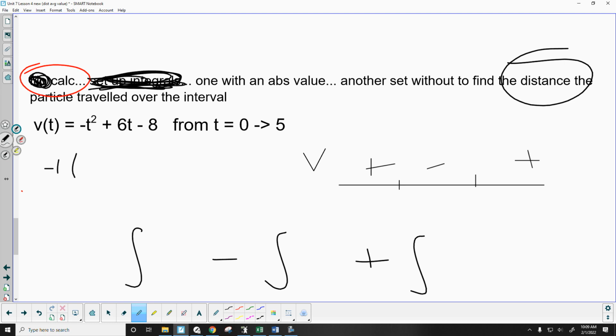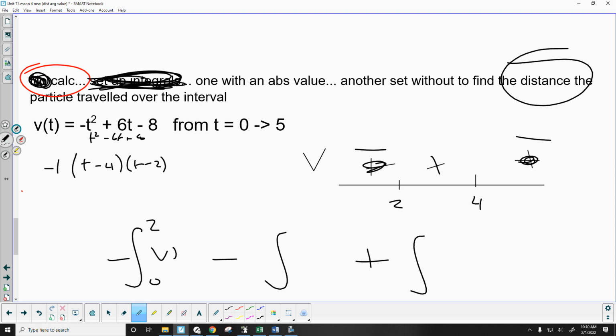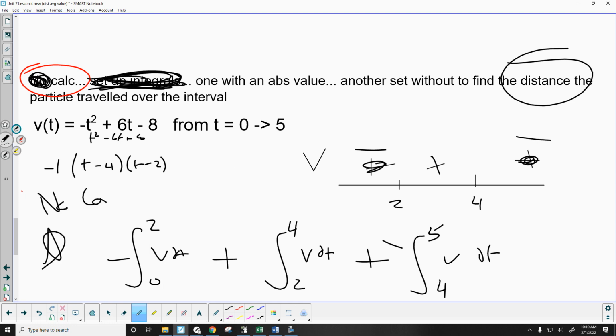Factor out -1. That's t squared minus 6t plus 8. So that's t minus 4 times t minus 2. Okay, so this is going to be 2. This is going to be 4. This is actually going to be negative, positive, negative. So I actually need to go from 0 to 2, make that displacement positive. I need to go from 2 to 4, keep that positive displacement positive. And from 4 to 5, take that negative displacement, make it positive. I would have to do all of this without a calculator, at least the setup.